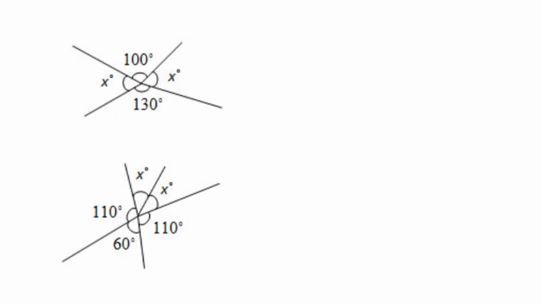Now, let's do this. I'll do the first one. I'll leave the next one for you. Now, for the first question here, all of them add up to 360. The three of them, because it's a point. So we will do 360. X plus 100 plus 130. They all add up to 360.